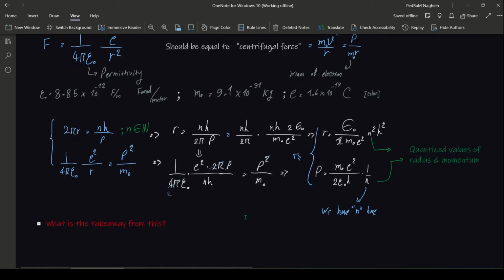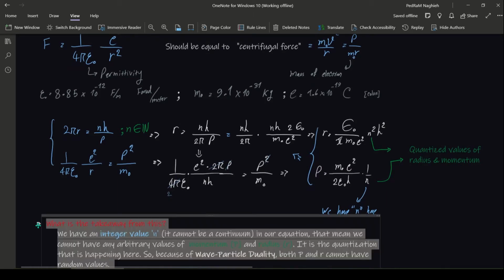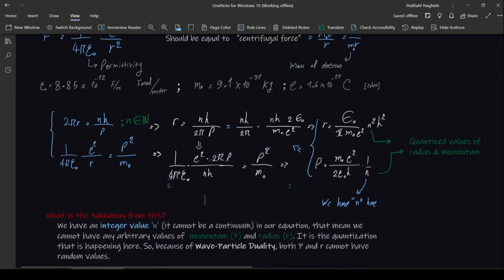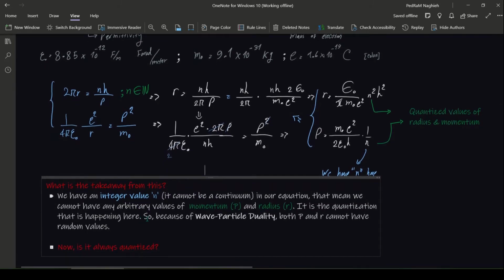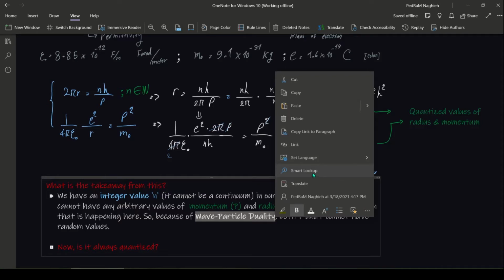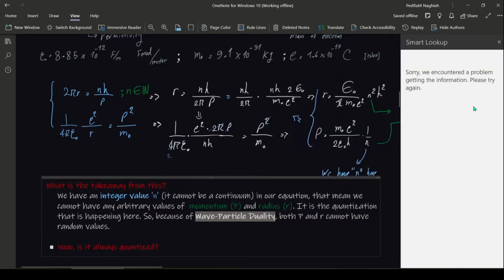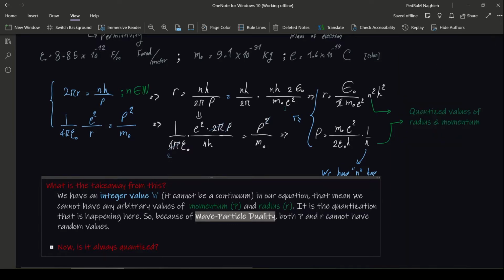So what is the takeaway from this? As I just said, this is the quantized value. For the momentum and the radius, we have integer values of n. It is the quantization that happens here. So because of the wave-particle duality, by the way, if you don't know the definition of anything, you can always highlight the text, click on the three dots and select Smart Lookup, and you can see the definition here. Alright, you have to be connected to the internet, but I'm not right now. So we have the momentum and the radius as quantized values.